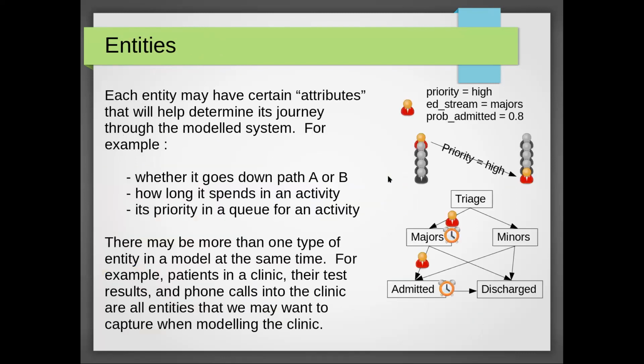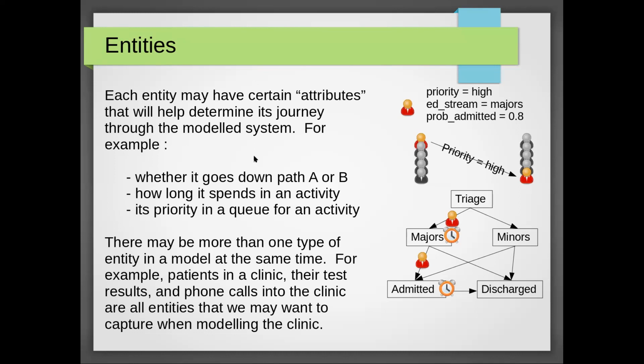Okay, so let's go through each of these things in a little bit more detail to really help you to understand how you would design and build a discrete event simulation. So we've talked a lot about entities and what our entities may be, and very often they'll be patients or service users, but not always. Now, each entity may have certain attributes that will help determine its journey through the model system. And you're probably already connecting the dots a little bit here when thinking back to the object-oriented programming lecture that we did last week, and how this may indeed work as we're going forward.